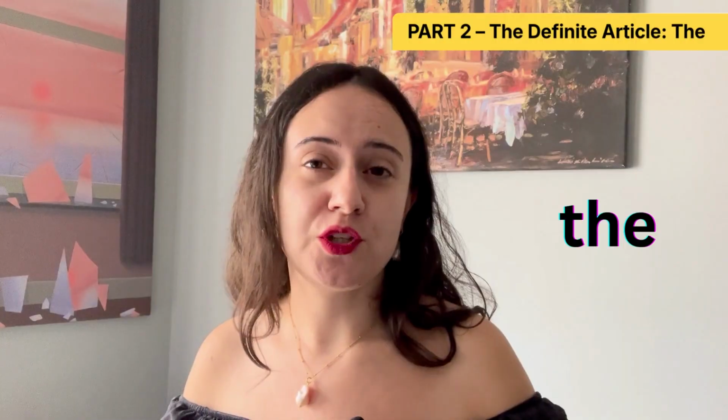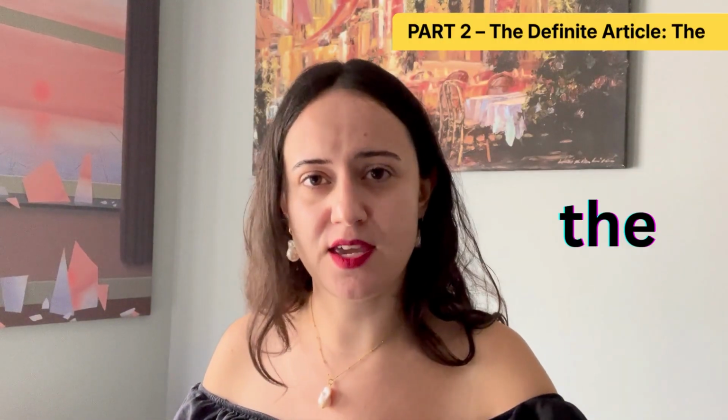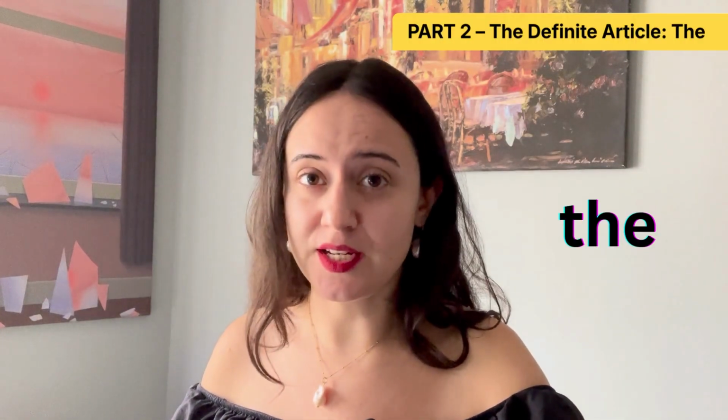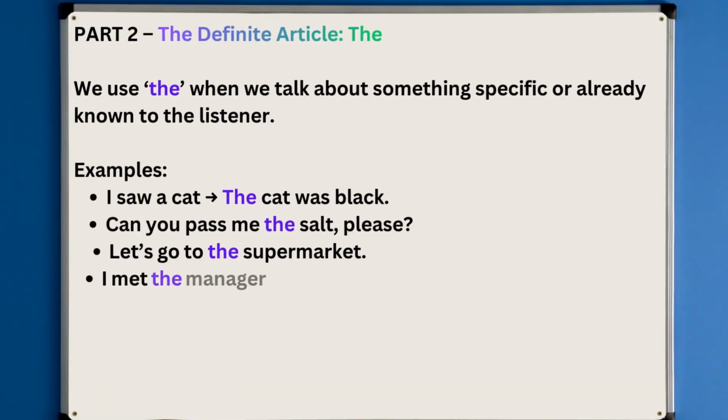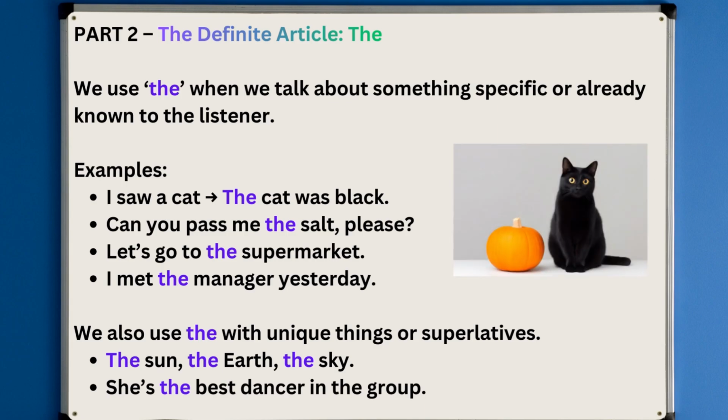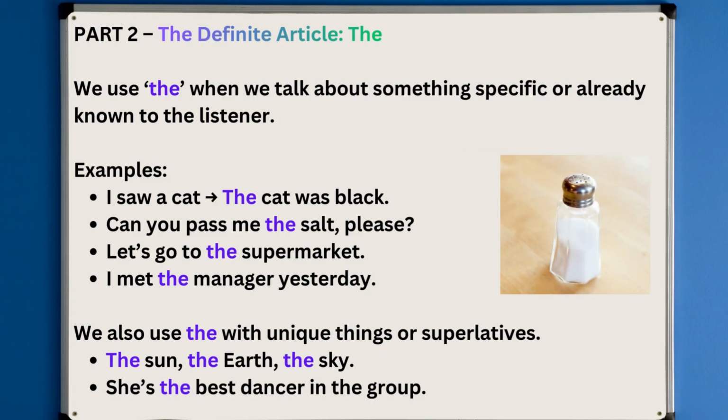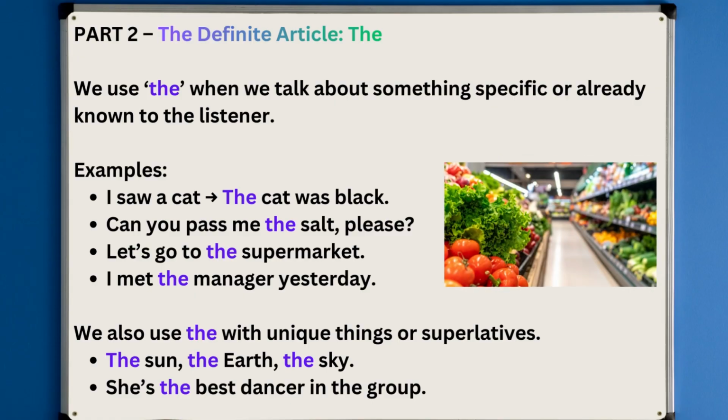Now let's talk about definite articles, the. We use the when we talk about something specific or already known to the listener. For example, I saw a cat. The cat was black. So I'm talking about a particular cat, the cat. Can you pass me the salt, please? I want the salt.